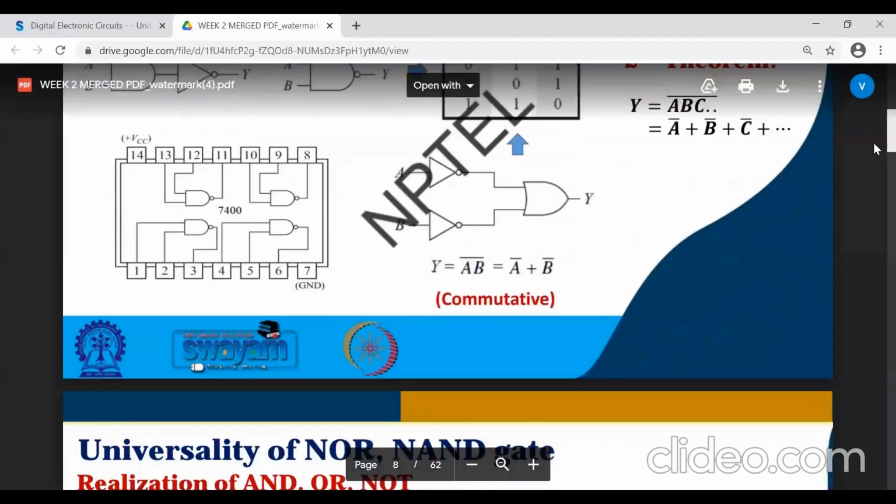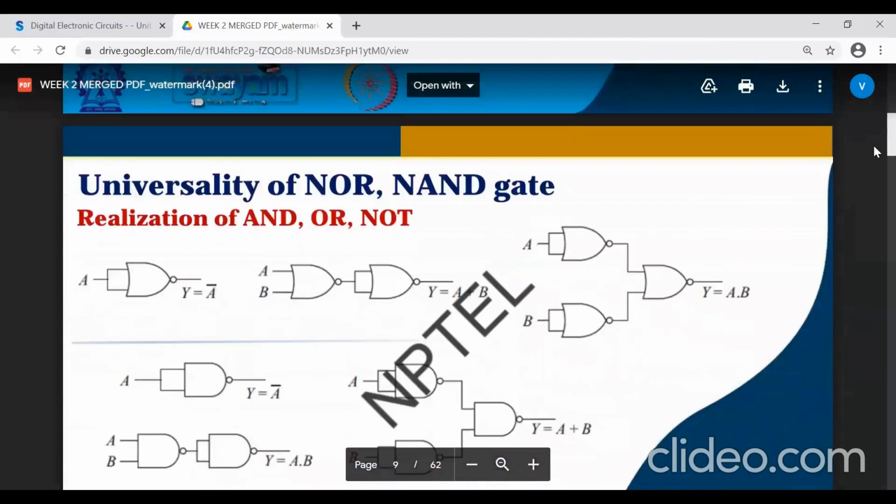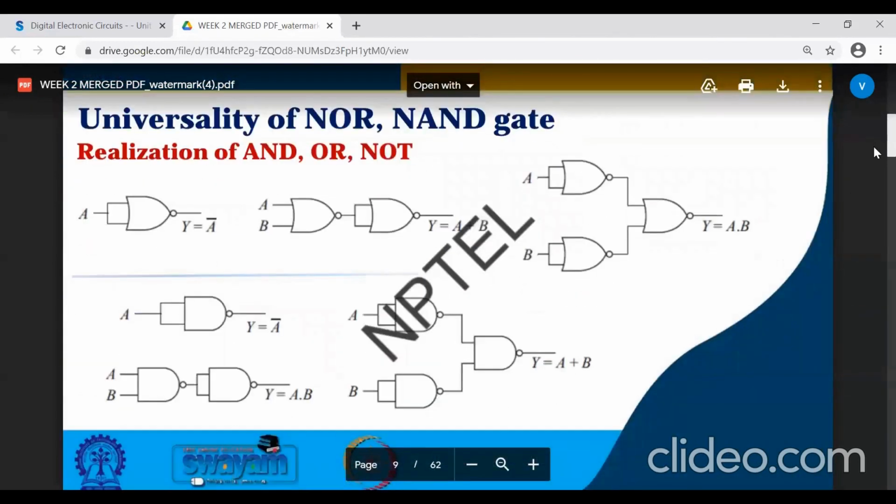Now we will see the concept of universal gates. AND gate, OR gate, NOT gate can be realized or implemented using NOR or NAND gates. That's why NOR and NAND gates are called universal gates.